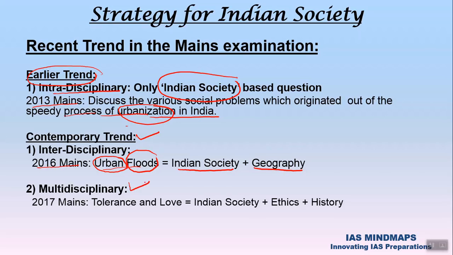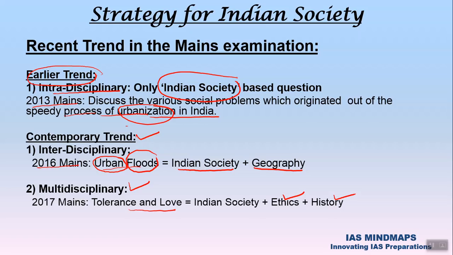Another trend is the multidisciplinary approach. In 2017, there was a question on tolerance and love. Tolerance and love are basically values, so they belong to GS4 ethics. And the question was talking about how those values evolved over a period of time, which is the historical aspect. So the questions now expect us to know different dimensions from different disciplines, and we have to integrate those approaches and arrive at a proper answer to solve these questions. And don't worry friends, we are here to guide you in this.